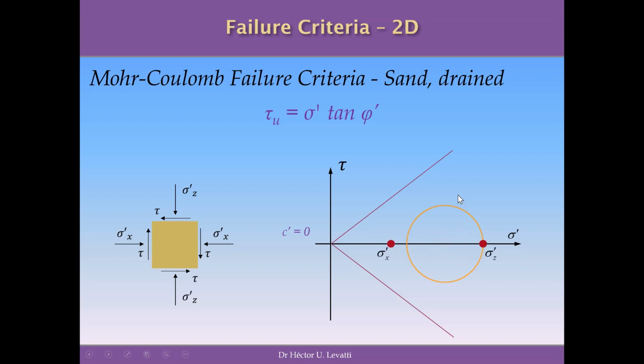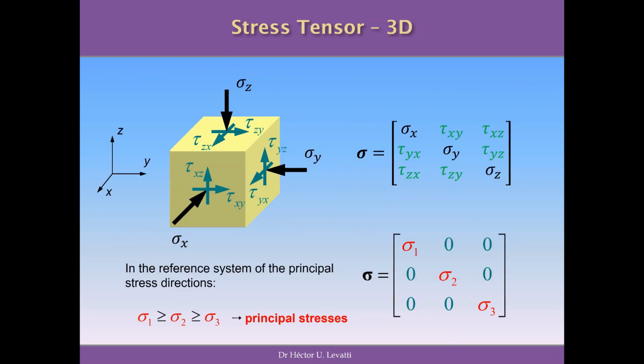So we have, for different loads, different Mohr circles, until we reach the point where the Mohr circle touches the lines that define our failure criteria, and we're going to crash, and we're going to break the soil.